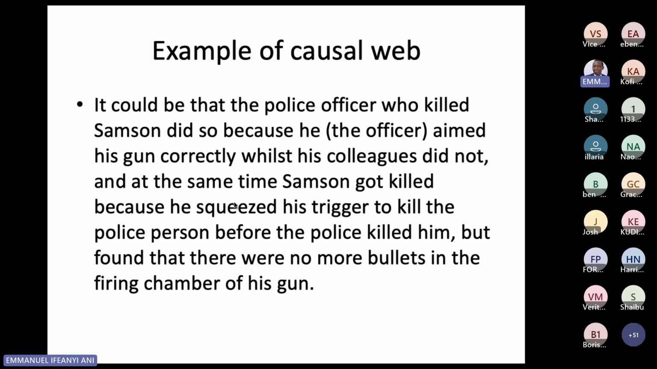Samson wanted to shoot a police officer, and the same officer wanted to shoot Samson. They aimed at each other and pulled their triggers at the same time. But why Samson died is because there were bullets in the policeman's gun. And why the policeman was not killed is that there were no bullets in Samson's gun.